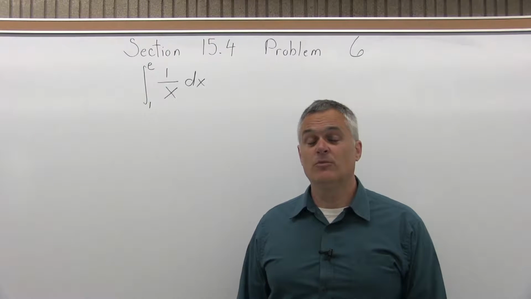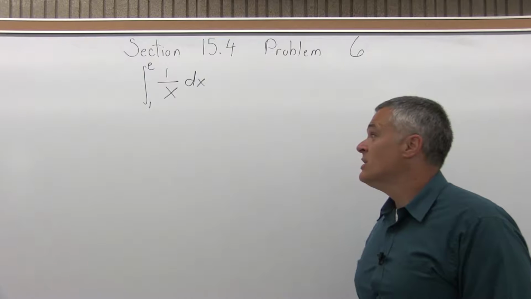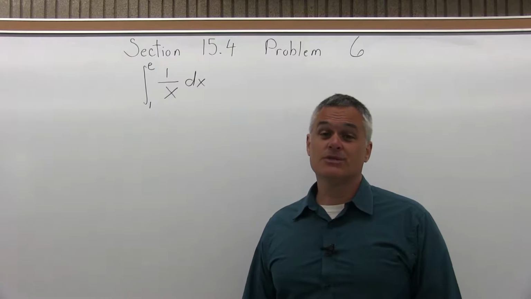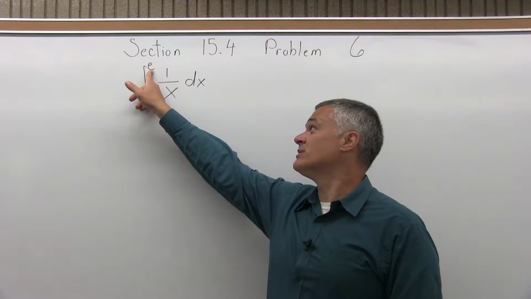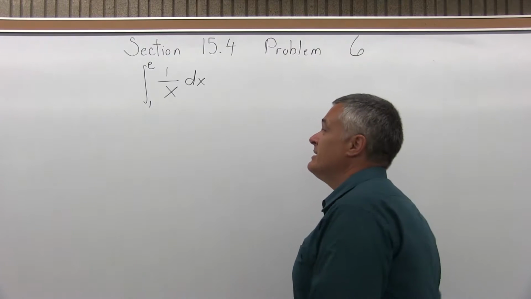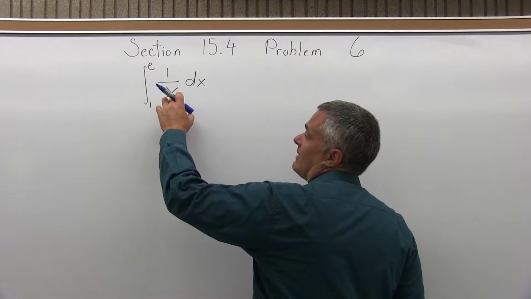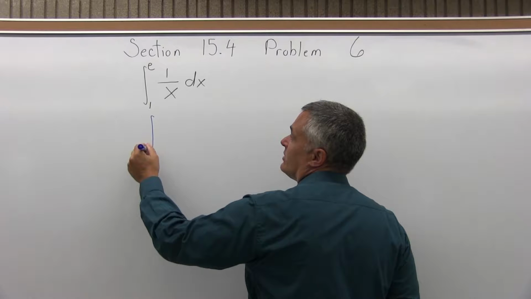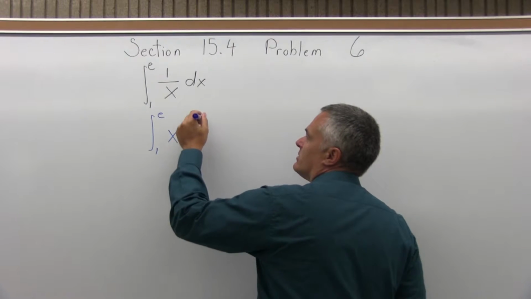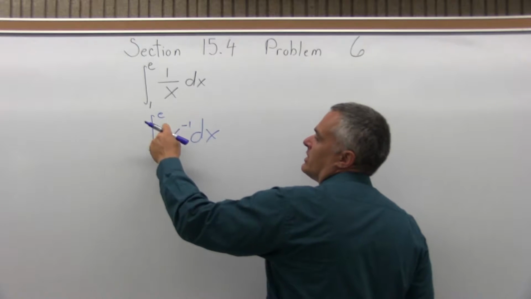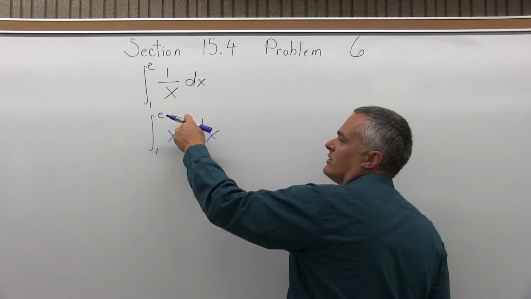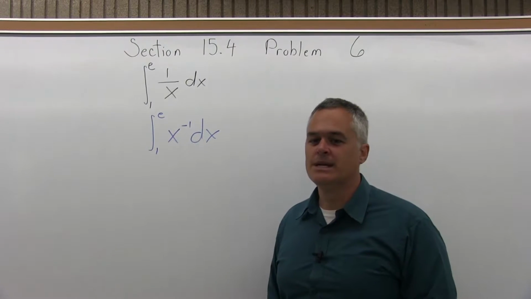This is Section 15.4, Problem 6. We have the definite integral of 1 over x dx from e to 1. This looks like a tough problem. The e in your limits of integration looks kind of weird, and your fraction of 1 over x also looks weird. Typically, when you have a variable in the denominator, you write it with a negative exponent, and usually run it through the same process of adding 1 to the previous exponent to make a new exponent.